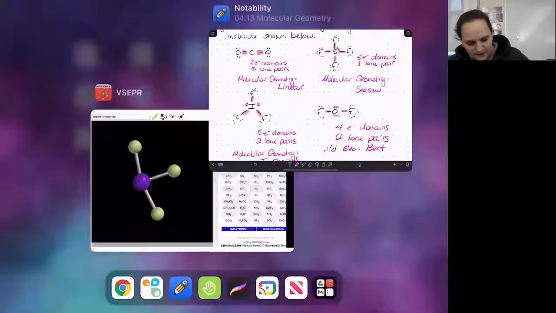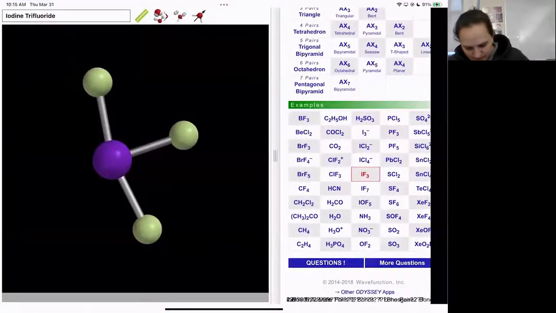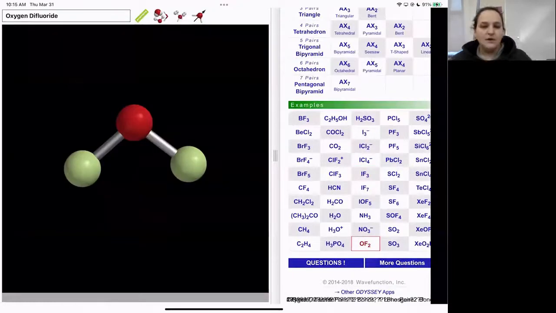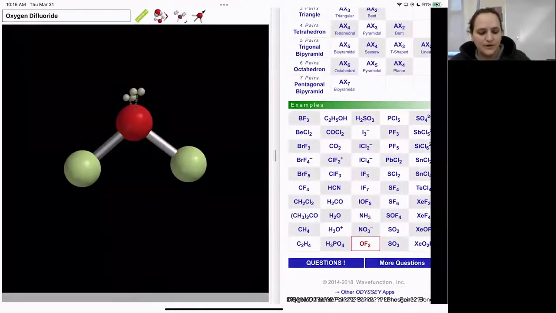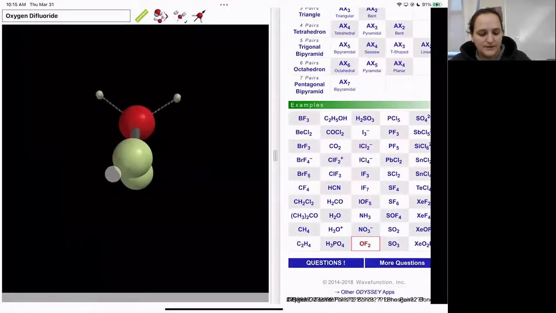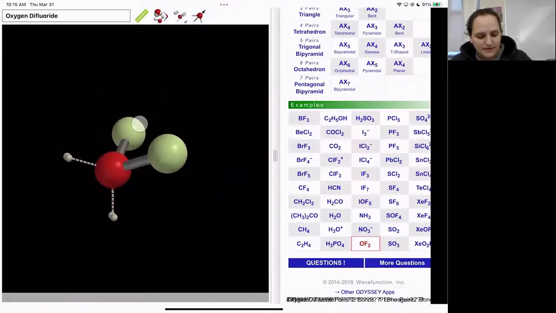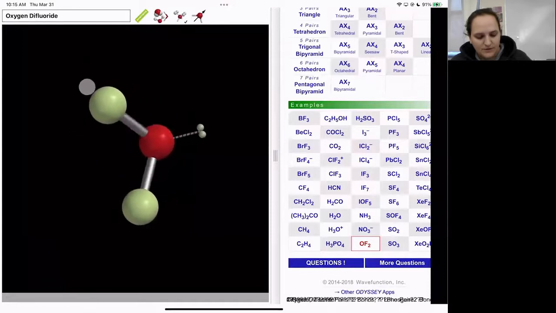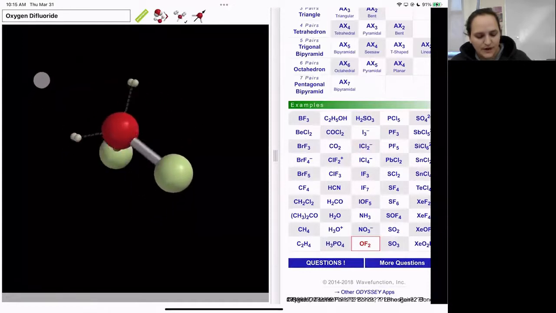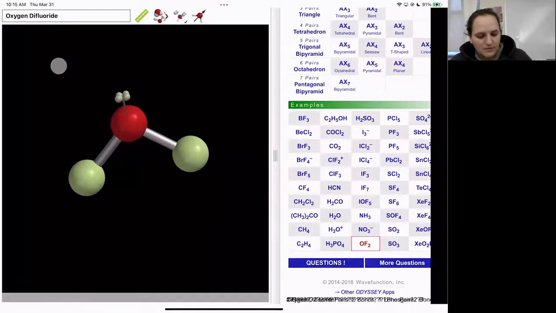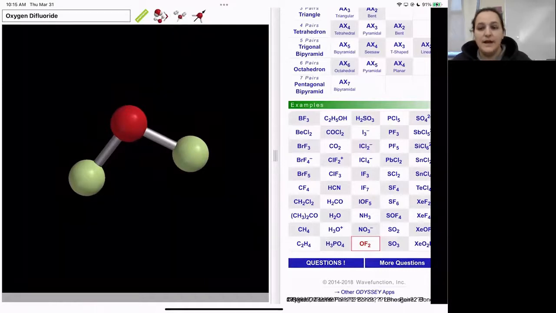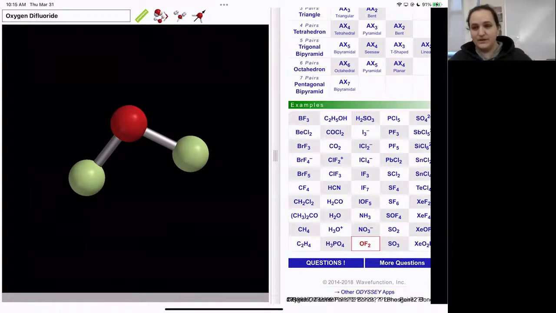And when we look at this guy in 3 dimensions, we see that it does create that kind of V shape. Looking at where our lone pairs are placed, we see that we have a fairly equal distribution around our central atom. But just the atoms themselves create this bend, hence the name bent.